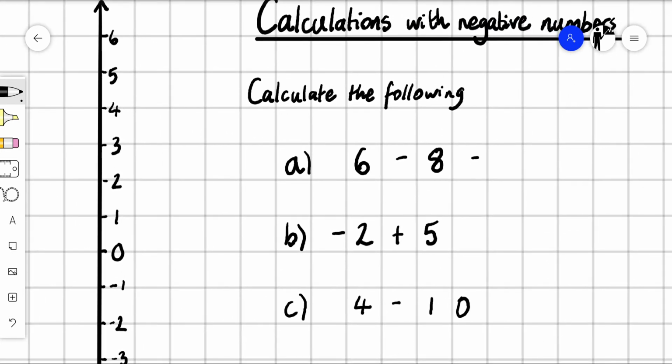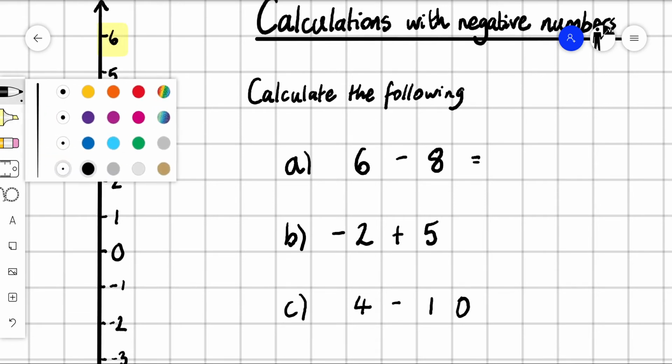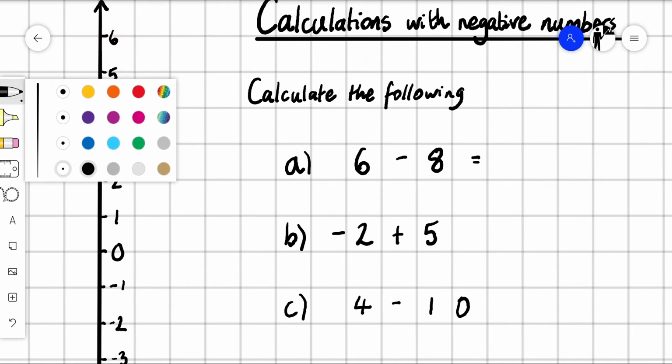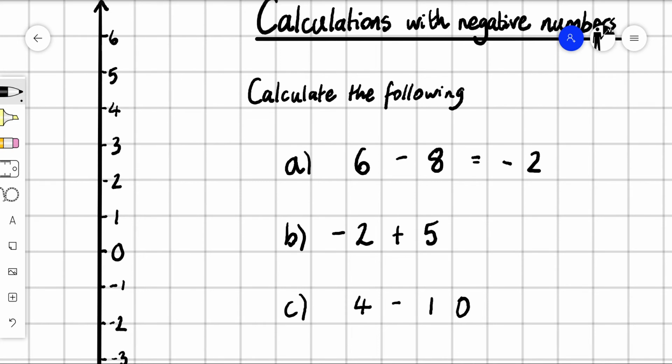6 subtract 8. That corresponds to us starting at 6 and moving down 8 places. 1, 2, 3, 4, 5, 6, 7, 8. Do you see how the answer here is -2? So 6 subtract 8 is -2.